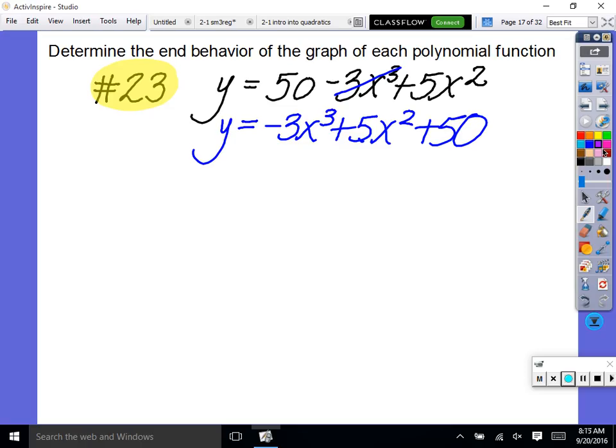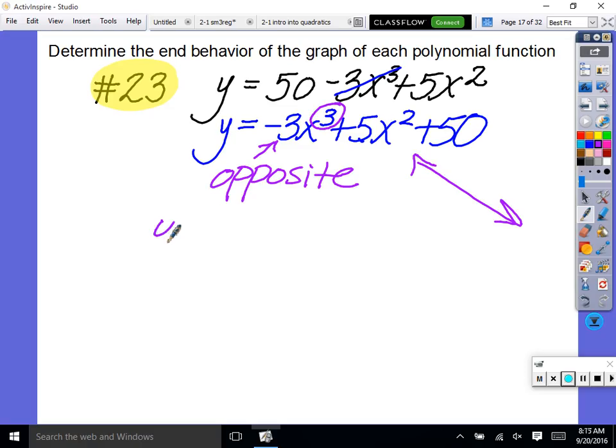So we say, okay, it's an odd degree, so it has opposite end behavior. Now it's a negative, correct? So it's going to behave like a negative line. So I draw in a negative line. From left to right, isn't that up and down? Do we have questions? So it's up and down.